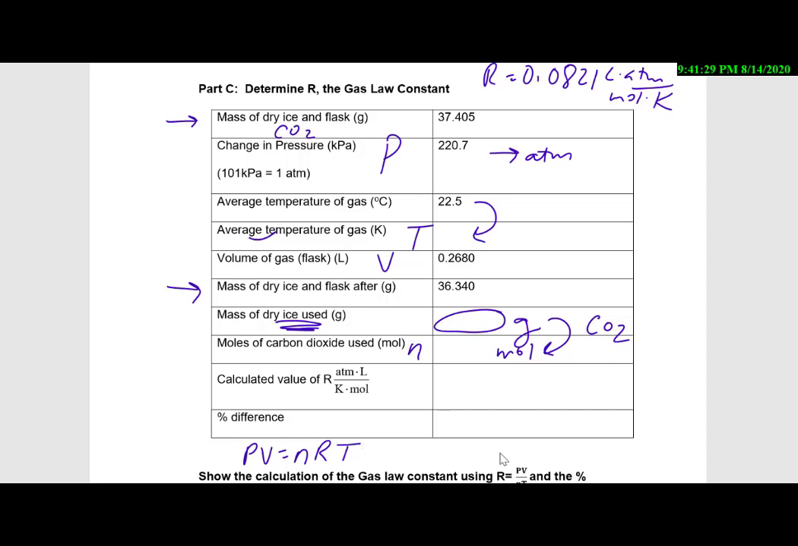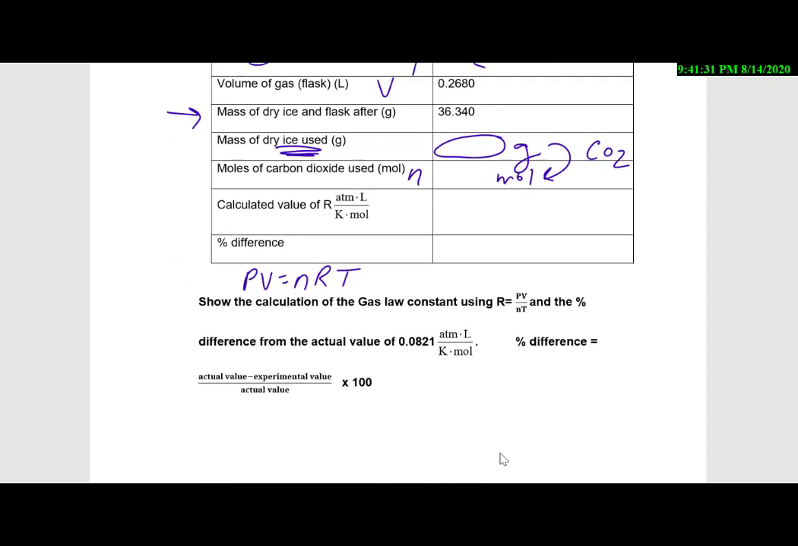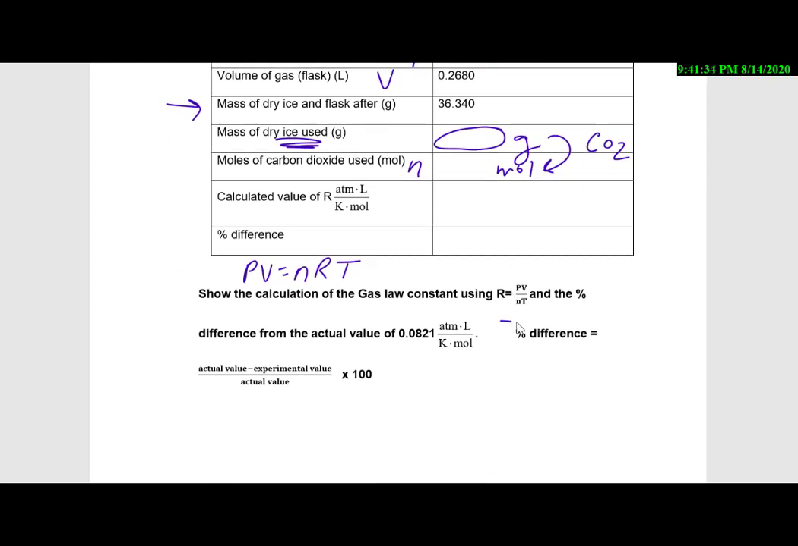So you'll actually set up this equation that's shown down here: R equals PV over nT. That'll give you a calculated R value. And then for percent difference, you use this one here, where actual is what you know to be true, the 0.0821, minus your experimental, which you just calculated, over the actual again times 100, and that'll give you your percent difference. Once again, you'll remember to do the graphs for parts A and B, and then you'll answer the post-lab questions.